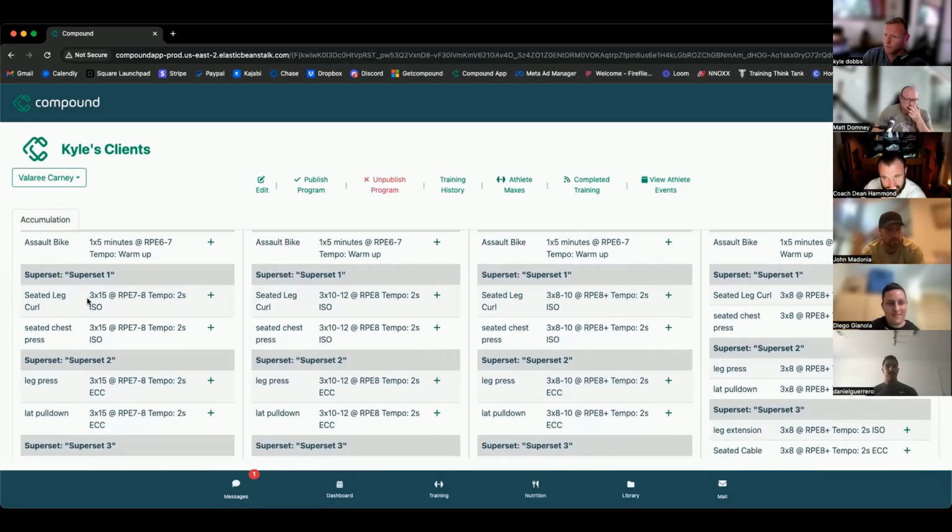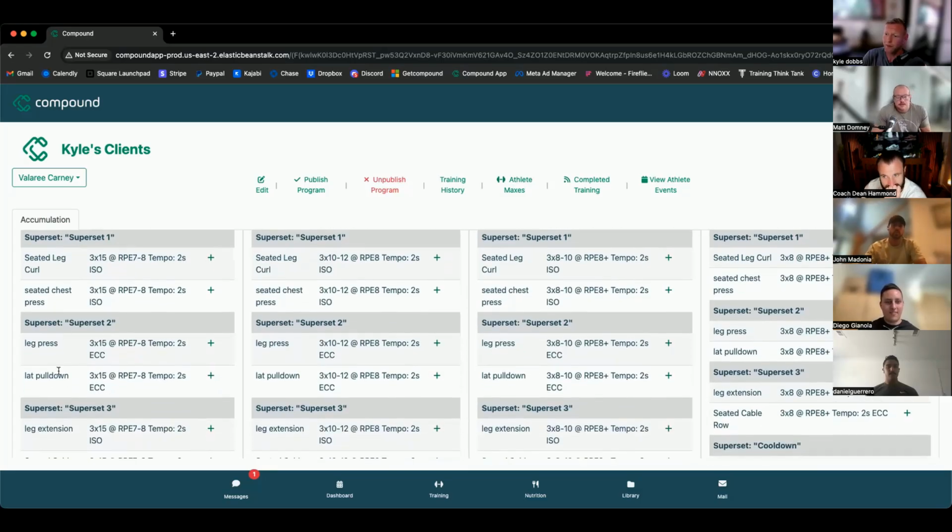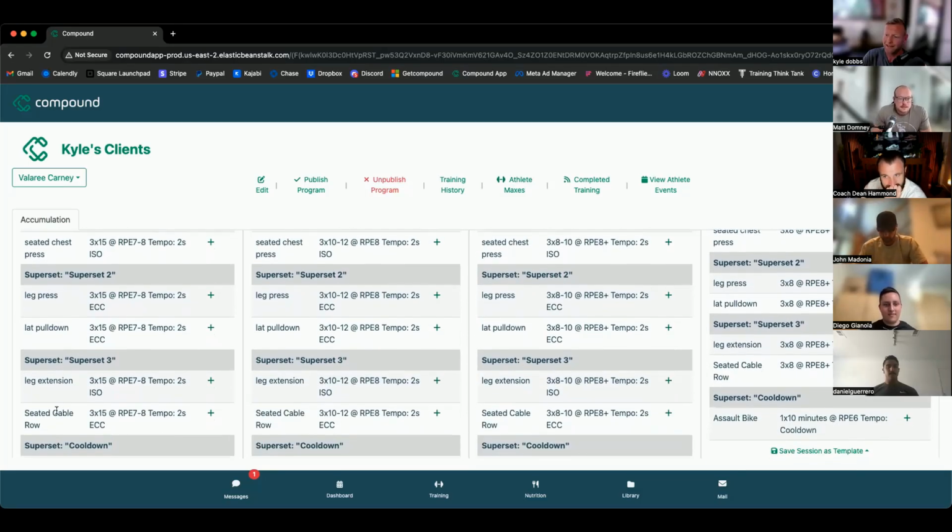Day 1, 3 supersets of an upper and lower exercise. I picked peripheral heart for her again because I didn't want a ton of occlusion. I didn't want a ton of acute fatigue. I really just wanted to drive circulation and more systemic stress for her from that perspective. And I picked all machines because they're easy to use. So we got a leg curl, we got a seated chest press, we got a leg press, we got a lat pull down, we got a leg extension and a seated cable row.